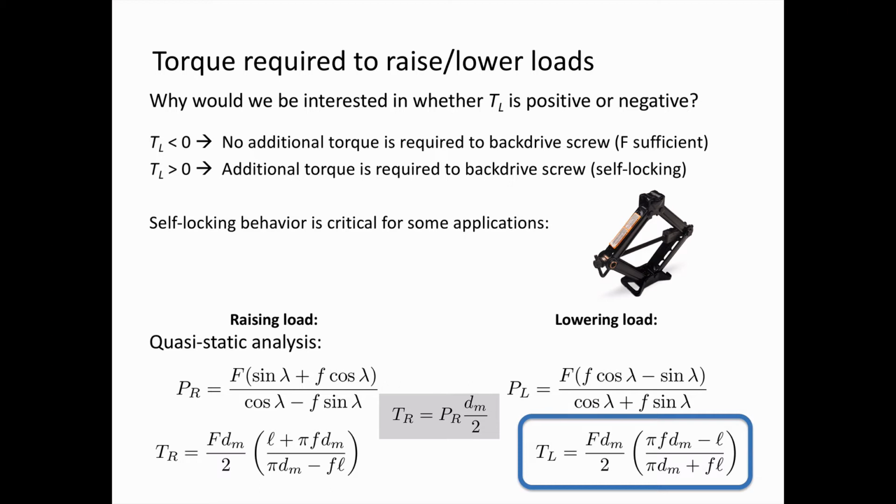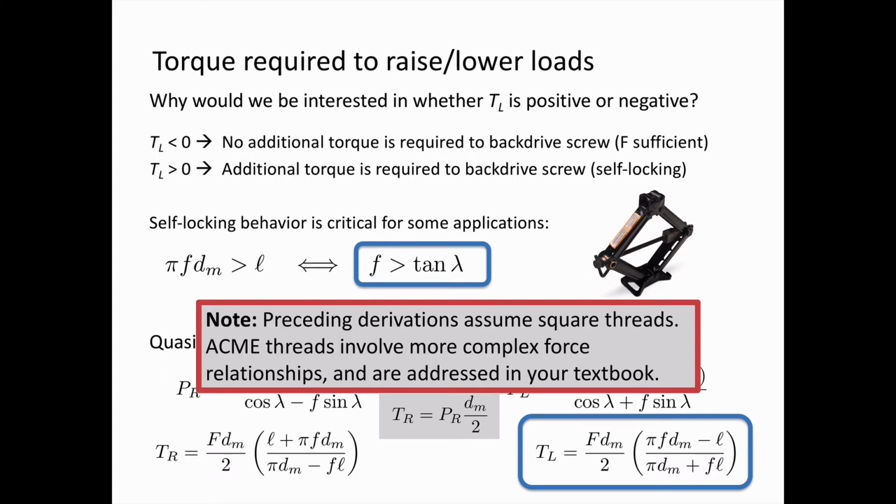We can determine whether the torque for lowering is positive or negative by looking at this formula. And if we look at the numerator of the second term, we can see pretty easily that it's going to govern whether T sub L is positive or negative. So if pi times the coefficient of friction times the mean diameter is greater than L, that is going to give us self-locking behavior. And it's possible to show through a fairly quick derivation that this is true if the coefficient of friction is greater than the tangent of the lead angle. So these two quantities, the coefficient of friction and the lead angle, are what govern whether a power screw is self-locking or not.